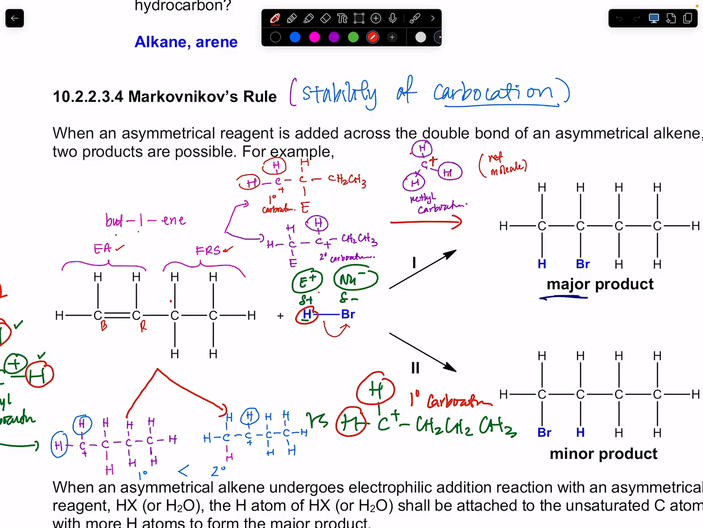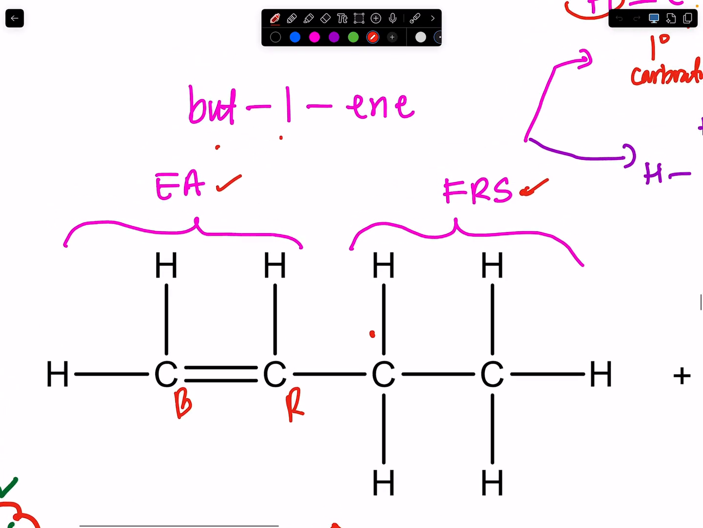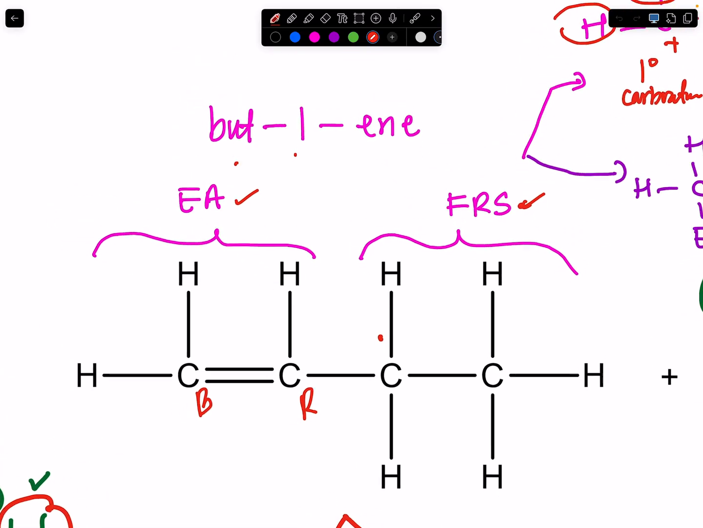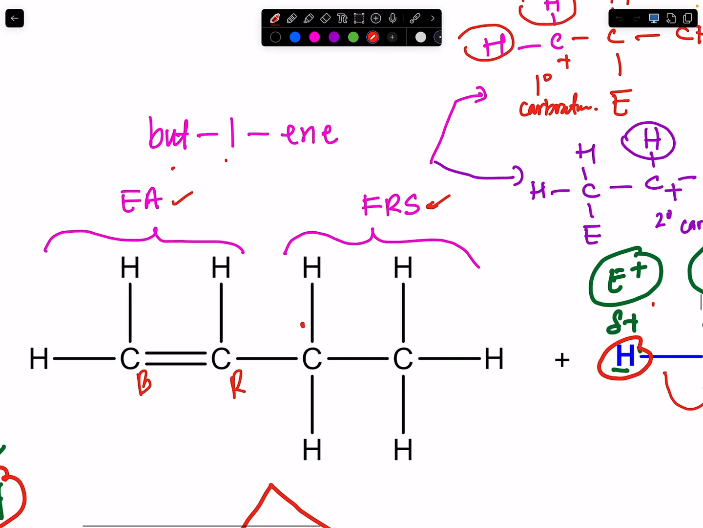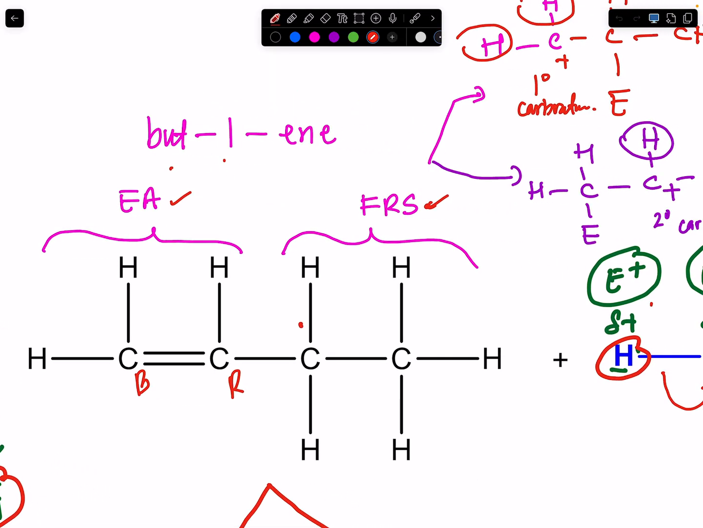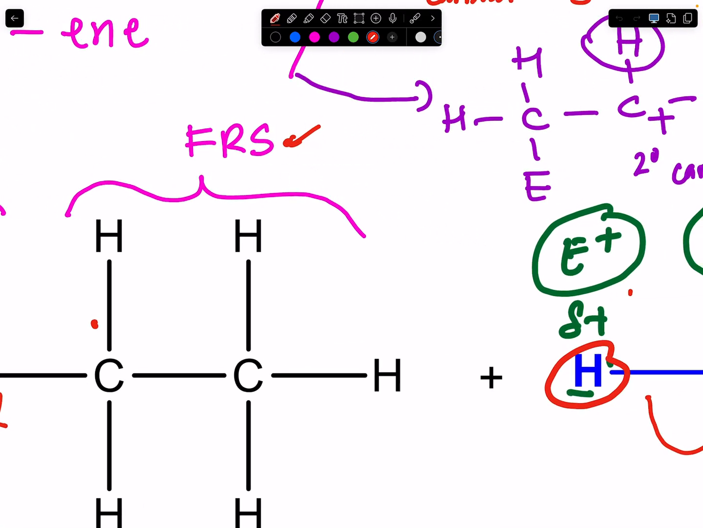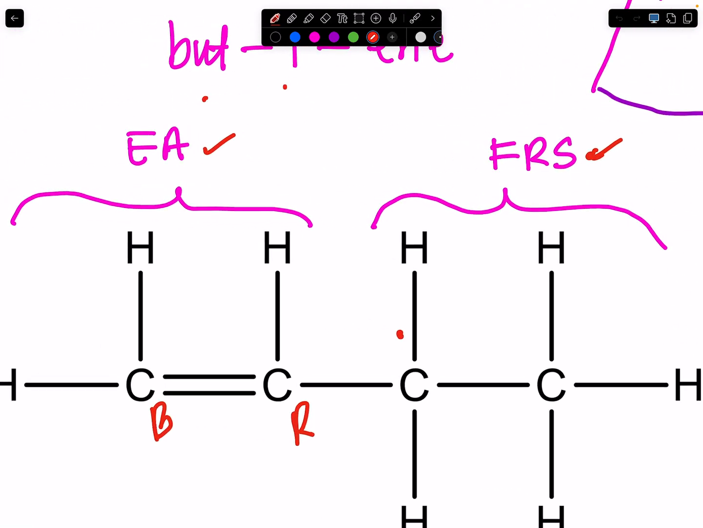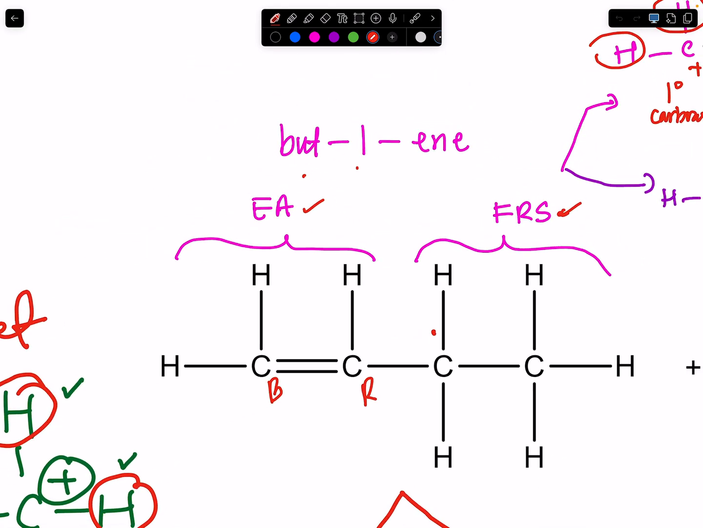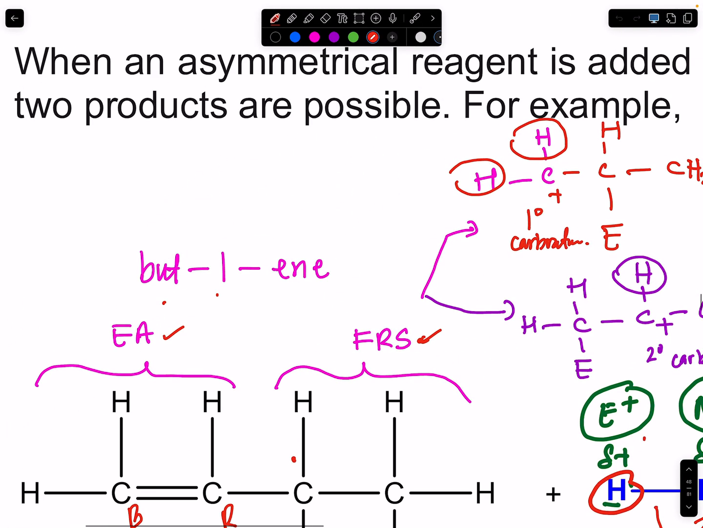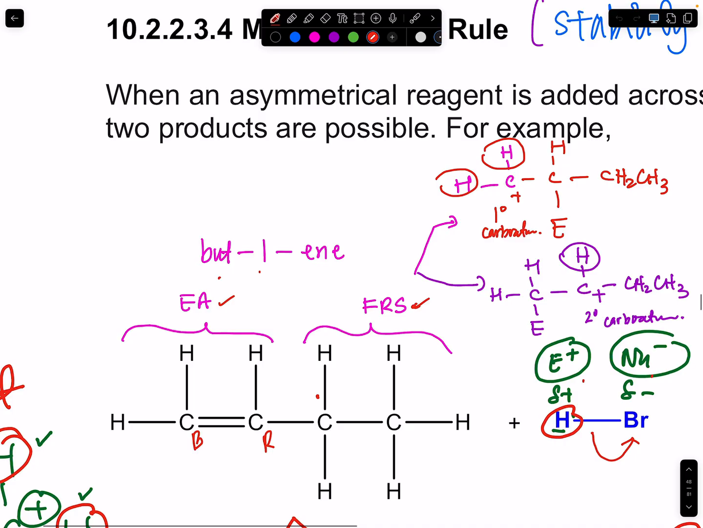Now, take a look at the molecule. This is called but-1-ene. Anybody disagree? Is it symmetrical or asymmetrical? Asymmetrical. Very good. So again, what I do is I separate the molecule into two sections. The right section is free radical substitution. The left section is electrophilic addition. Clear? So now what we're going to do is add HBr.